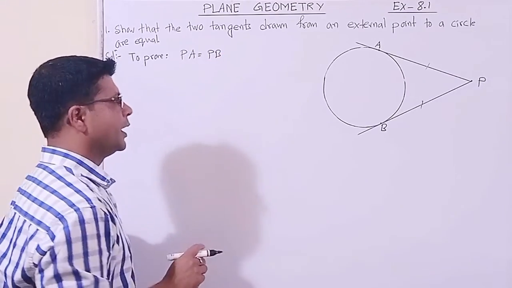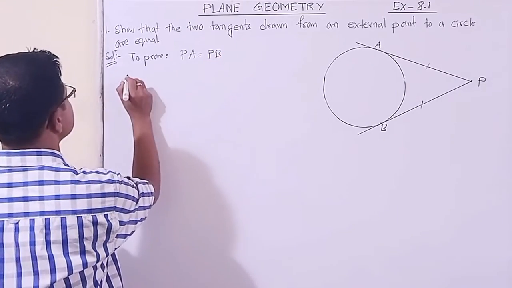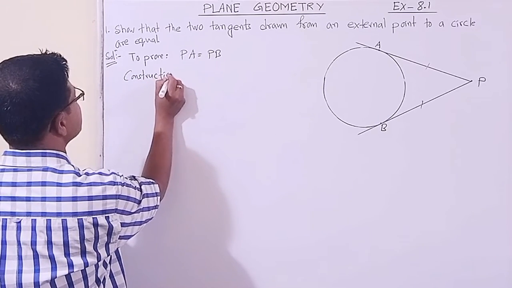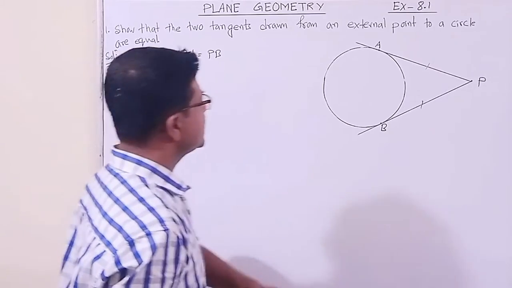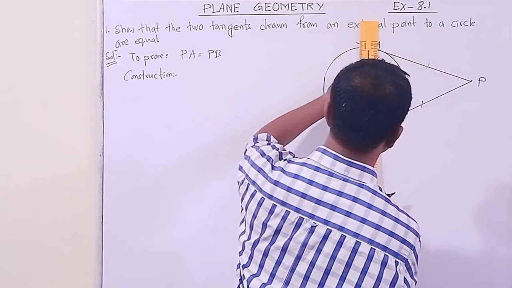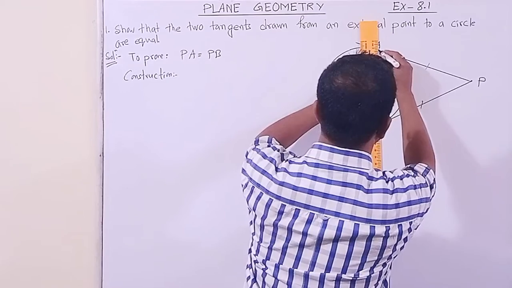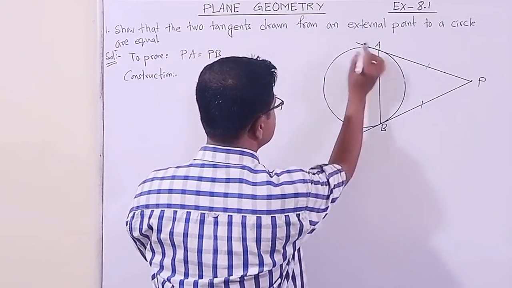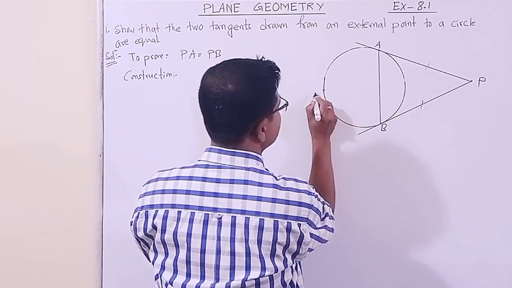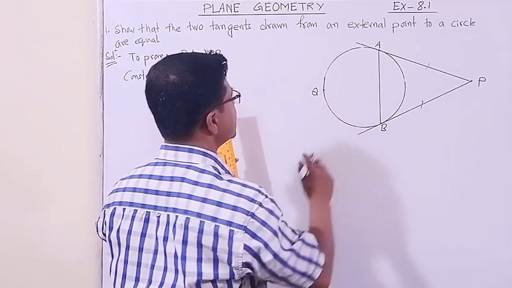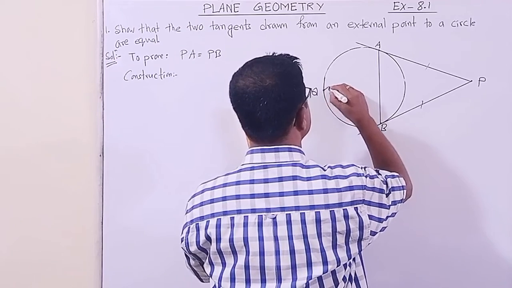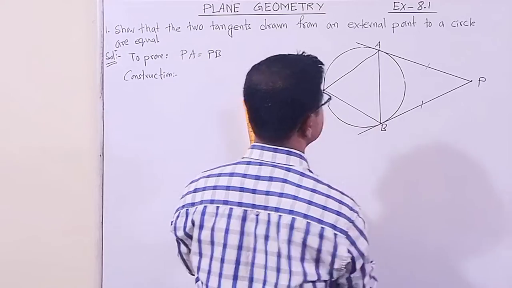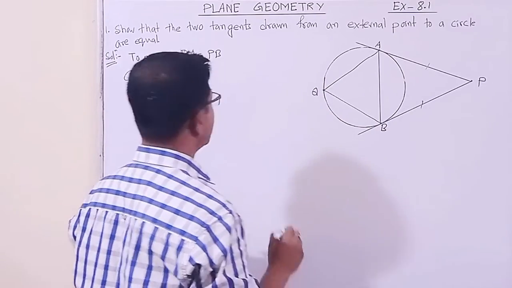How will we do it? Again we need a construction. Construction part comes. What we'll do? At first let us join AB. AB is joined, and here on this segment let us consider any point. Suppose this is Q. Let us join. Okay, I am drawing with free hand, almost straight, isn't it?